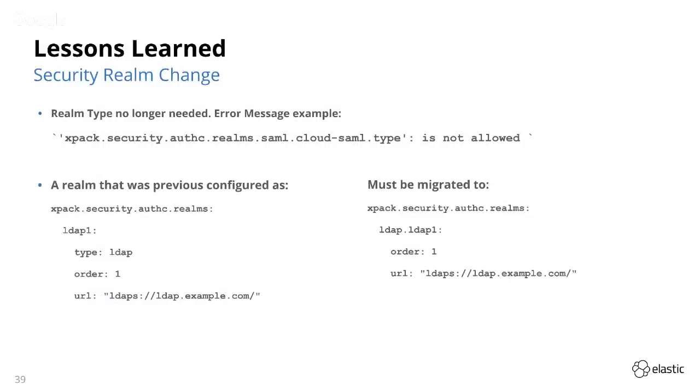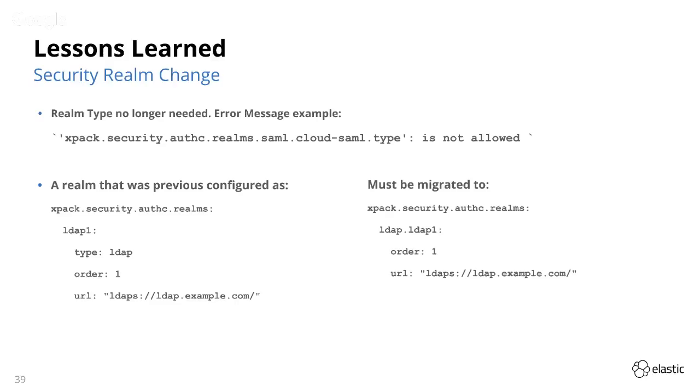Some other things we've seen from users and customers is that when they upgrade, they notice that the realm type has changed. This is when we talk about X-Pack security. This is a message that some of our users may be getting. What we've done is remove the realm type from the Elasticsearch YAML as a requirement. If we look on the left-hand side, we see xpack.security.auth.realms, and under ldap1 we have type ldap. But on the right, we're migrating and getting rid of that type.